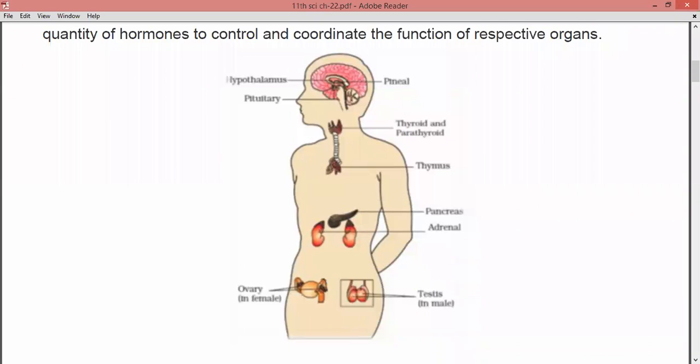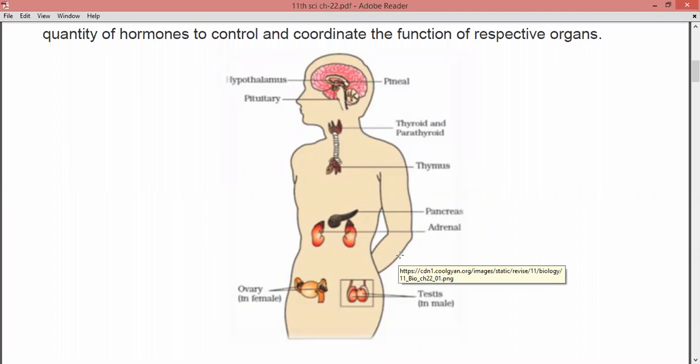Now you can see in this figure there are several endocrine glands shown. That is the hypothalamus, right? It is found in the brain, as we have seen in the previous chapter. Then there is the pituitary gland, nearby the region of the spinal cord, or we can say the medulla oblongata. And there is the pineal gland. Then in the neck region there is the thyroid and parathyroid gland. Nearby the heart, or the tracheal region, there is the thymus gland.